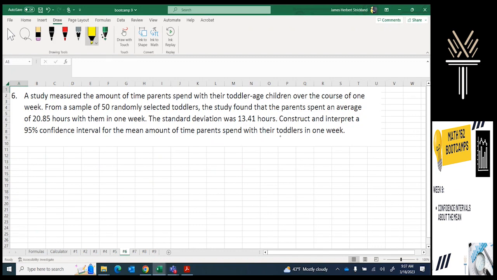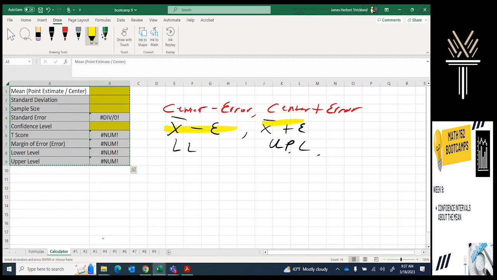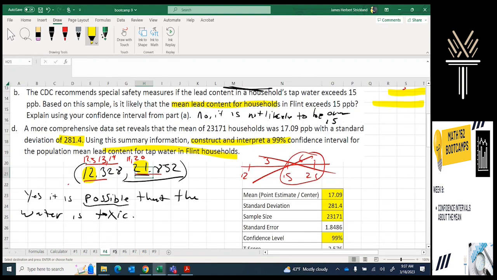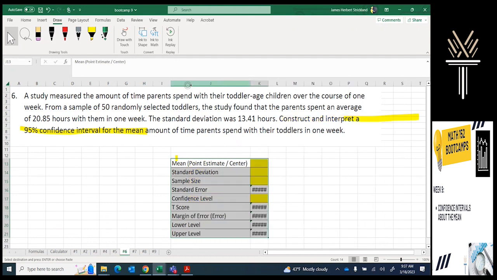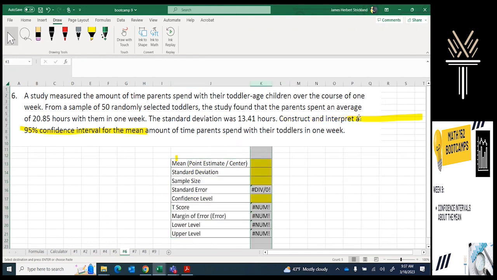Reading bottom to top, construct and interpret a 95% confidence interval for the mean. Boom, we know what to do. Go grab your calculator, copy it, bring it into the question, paste it somewhere, and then start answering what we know. And I love the fact that Excel carries all your formulas over so you don't need to constantly retype everything in.